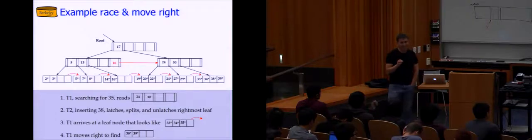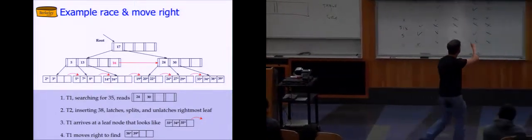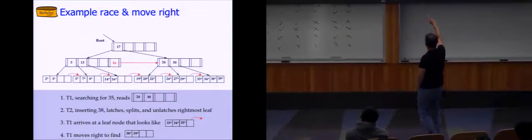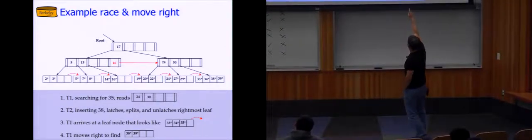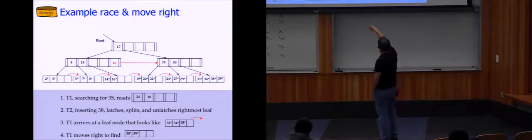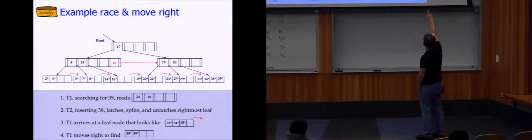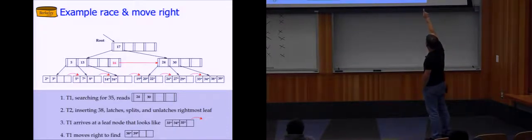Here's an example of what does happen in a race, though. All right, so here's what could happen to you. T1, transaction 1, is searching for 35, and it reads, in the second layer, that rightmost pointer, 2430. T2 comes along to insert 38. It latches, splits, and unlatches that rightmost leaf. All right, T1, after all, was just reading, so it set no latches. T2 raced right past it from the root through that rightmost center second level node to the rightmost third level node, leaf node, inserted a 38 and split it.